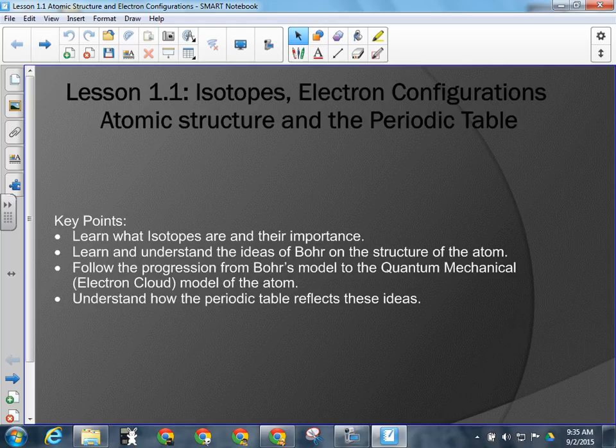How many people have heard of carbon dating before? Carbon dating is a form of radiometric dating that's used to figure out the age of artifacts and things like that. It's based on the fact that most carbon atoms have 6 protons and 6 neutrons. But there are some forms of carbon that have an additional 2 neutrons, and they're heavier. We call them carbon-14 because they have 14 particles in the nucleus: 6 protons, 8 neutrons. Everyone follow me there?